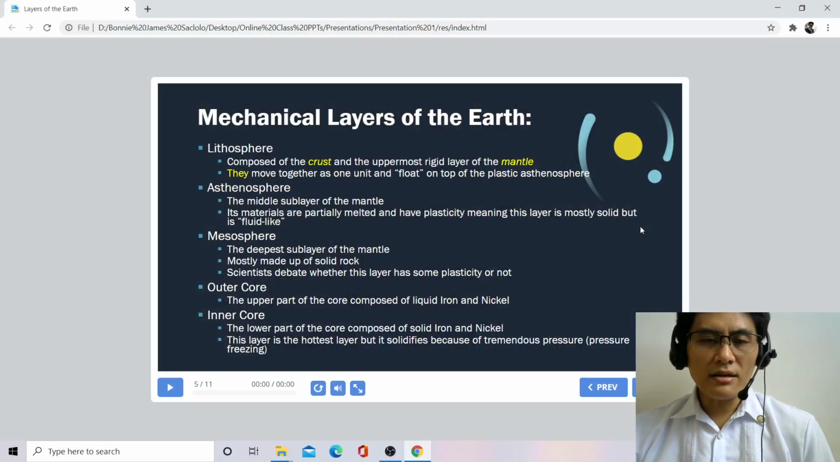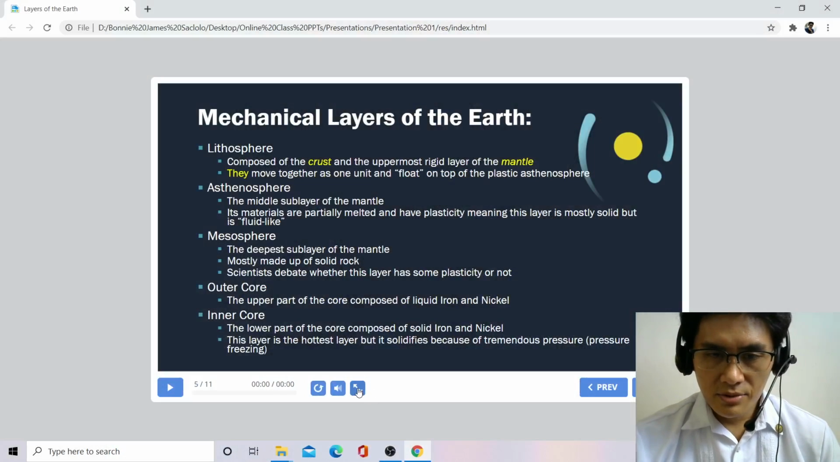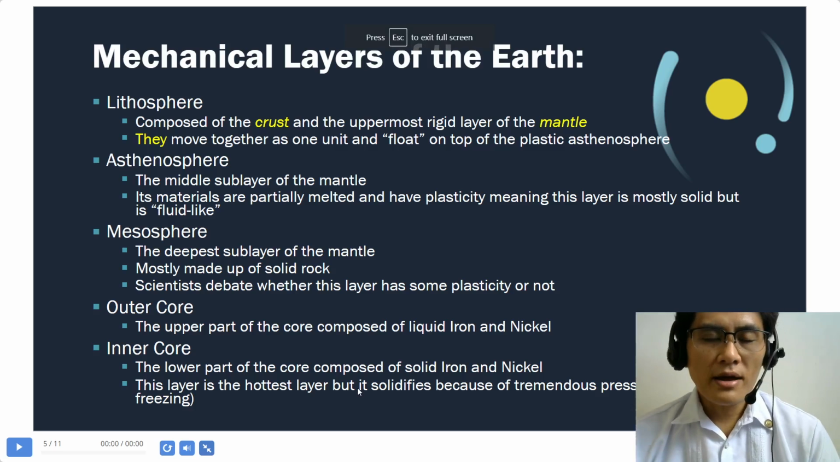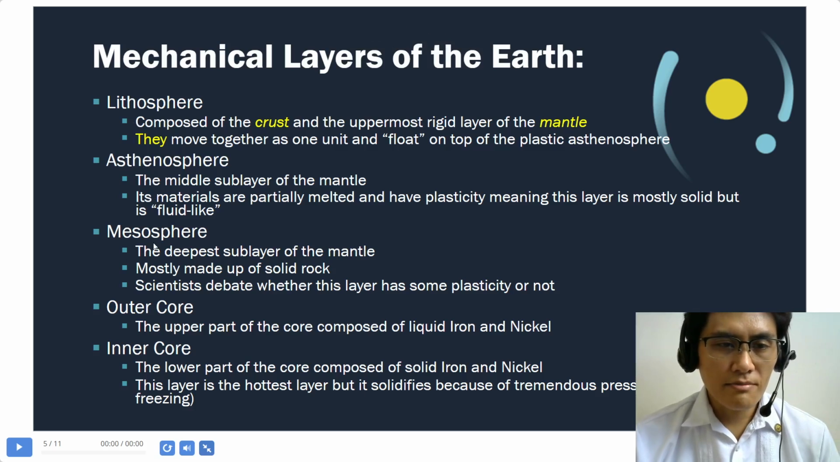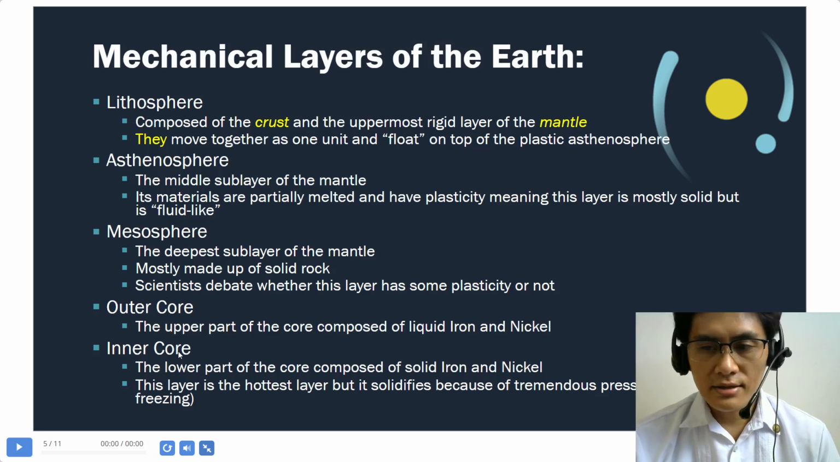Okay, part two. Part two is about the mechanical layers of the Earth. Let me put this into full screen. So the mechanical layers of the Earth are five: the lithosphere, asthenosphere, mesosphere, outer core, and inner core.